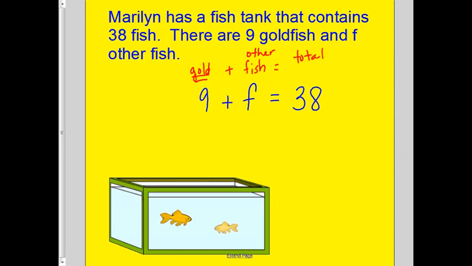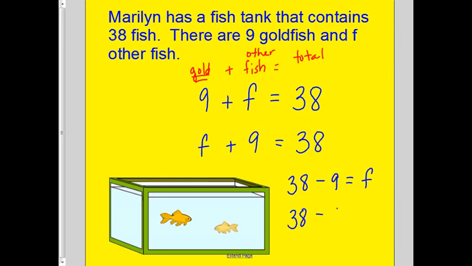And then see, can I come up with other equations from that? And yes, I should be able to. If that's true, then it's also true that my F other fish plus my 9 goldfish is equal to my 38 total fish. I might also realize that the total fish minus the goldfish tells me how many other fish I have, and my 38 fish minus the ones that are not goldfish tells me how many are goldfish. So I can actually come up with 4 equations to describe that situation.